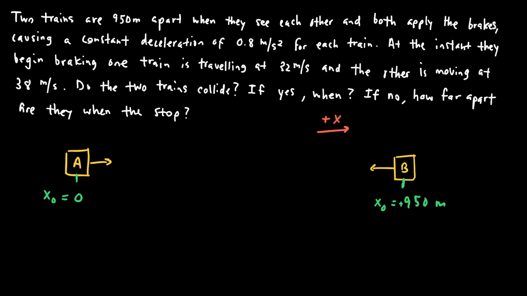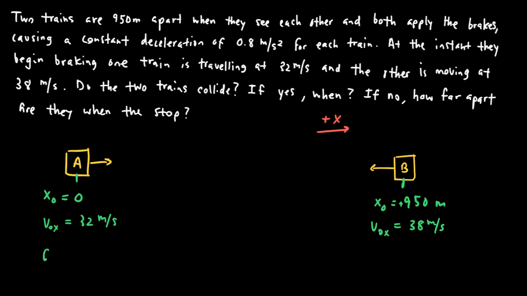And since these are trains, they can only move in one dimension. So I've got the positions. I should also indicate the velocities. The initial velocity of train A is 32 meters per second, and the initial velocity of train B is 38 meters per second.